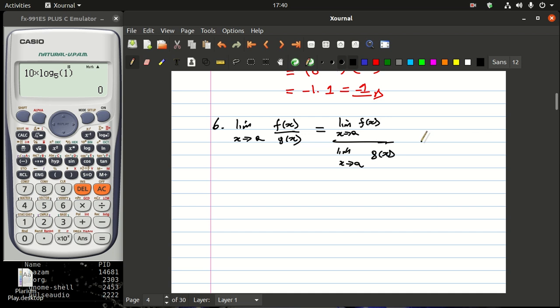Also, given that the limit as x approaches a of g of x is not equal to 0, because if this limit is equal to 0, then you have to think about this again, because this one might fall under 0 over 0 or a number over 0.